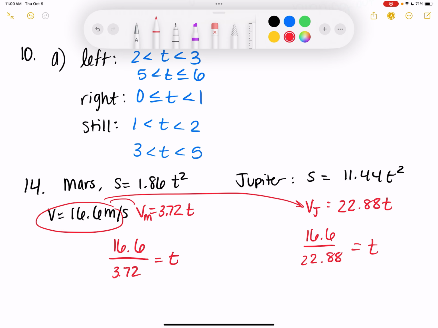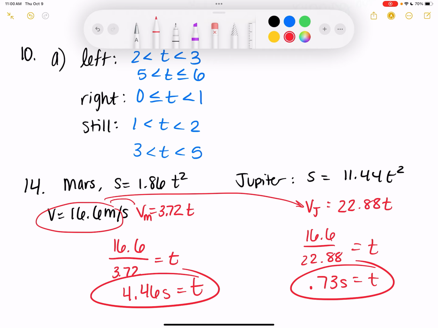And let's see. This one is 4.46 seconds. This other one is 0.73 seconds. And that's all we have to find on those ones.